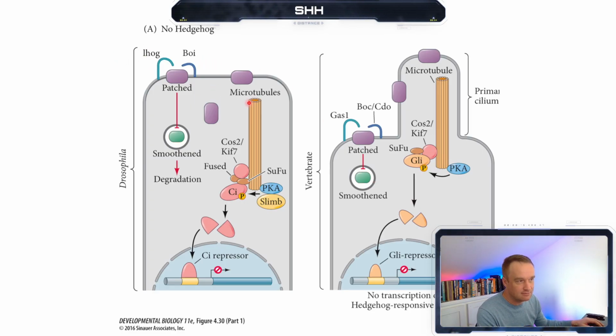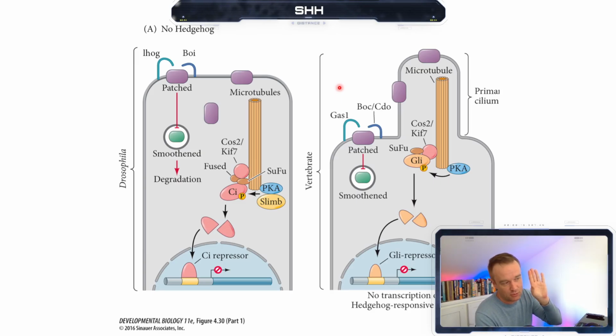If I remember right, IHOG stands for interference hog, and then BOI for Drosophila stands for brother of interference hog. So these are two dimer proteins. In the case of the vertebrates, those are named differently. So we have GAS1 and the BOC CDO complex. These are membrane bound proteins. You'll notice they're not transmembrane proteins; they're just membrane bound proteins, and those help to catch Sonic Hedgehog. However, we're not at this point.